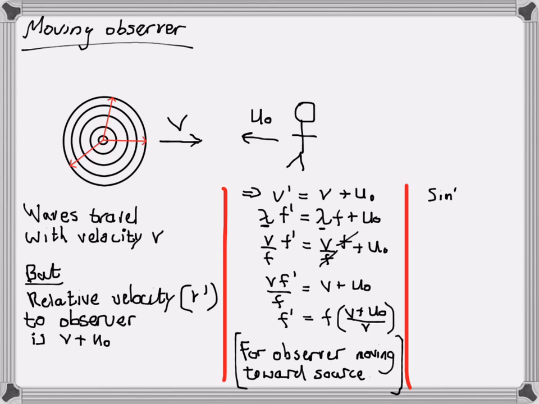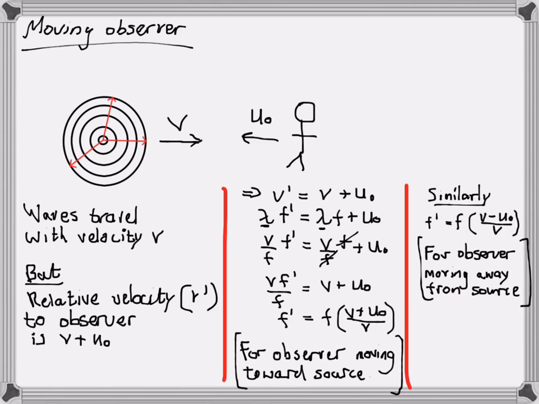So just like I did before, I can do that again. Similarly for an observer moving away from a source, without going through all the calculations again, I can say f prime is equal to f times v minus uo all over v. And that's for an observer moving away from a source. So I can summarize both formulas as f prime is equal to f times v plus or minus uo over v for any moving observer. I'll put a box around that.